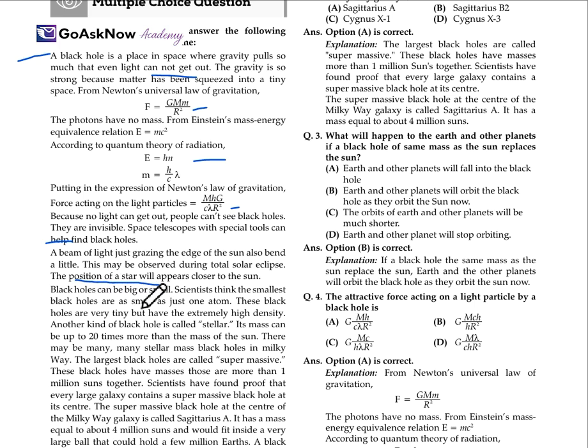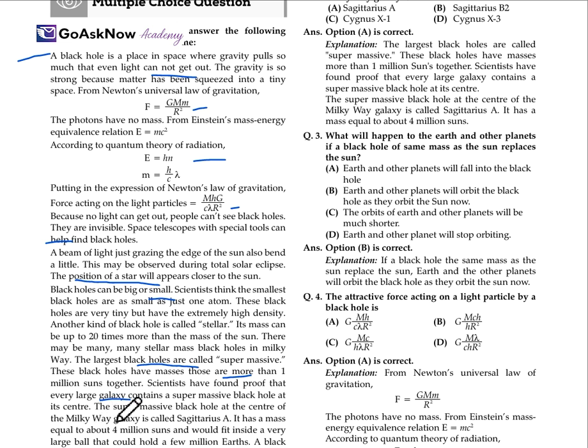Black holes can be big and small. Scientists think that the smallest black hole is just one atom. Such black holes are very tiny but have an extremely high density. Another kind of black hole is called stellar, and its mass can be up to 20 times or more than the mass of the sun. There may be many stellar mass black holes in the Milky Way. The largest black holes are called supermassive, and these black holes have masses of 1 million suns together, and scientists have found proof that every large galaxy contains a supermassive black hole at its center.